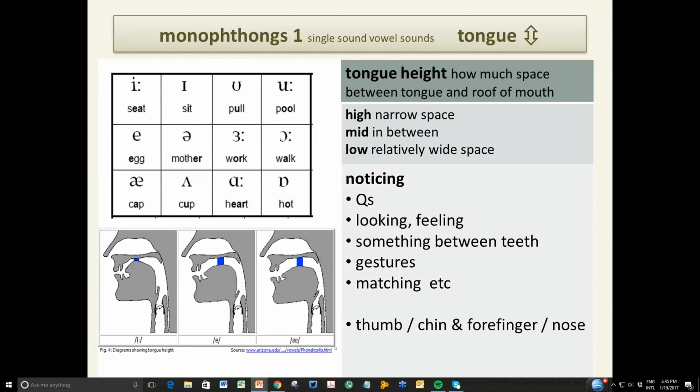But what I think is most useful to focus on is to think about that arrow with the tongue. Put your thumb on your chin and your forefinger on your nose, and looking at the chart, if we go across the rows, you'll notice they're quite similar. So when you hold your thumb on your chin, your forefinger on your nose, and go across, let's try it. If you say E, I, U, U, your jaw's not moving much.